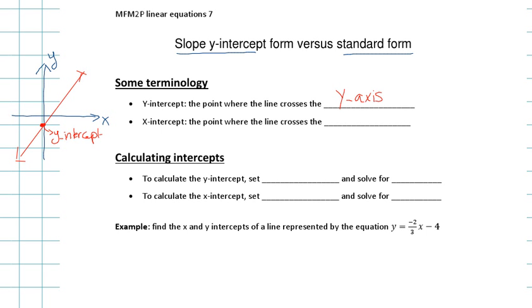Now, if I'm talking about the x-intercept, that's where the line is crossing the x-axis, right? So this is the x-intercept.